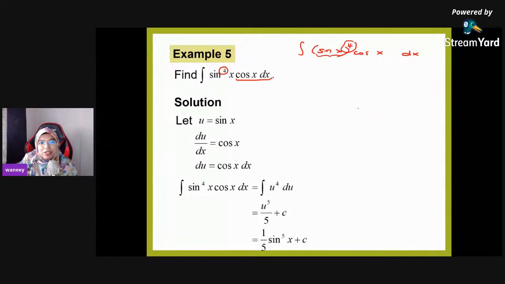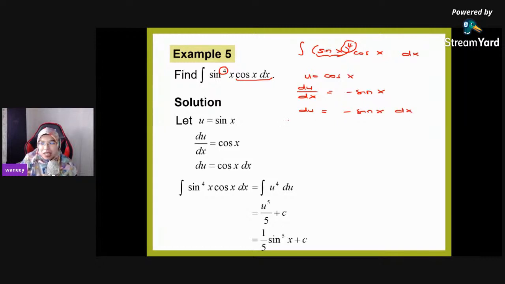If you are choosing them wrongly, so for substitution, we must choose the u very, very carefully. What happens if you choose them wrongly? Okay, so let's see. Kalau yang ini pilih sin kan, katalah saya pilih cos. So u is equal to cos of x. So that means du over dx is equal to negative sin of x. So du is equal to negative sin of x dx.